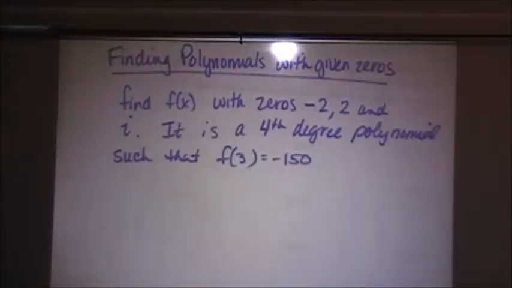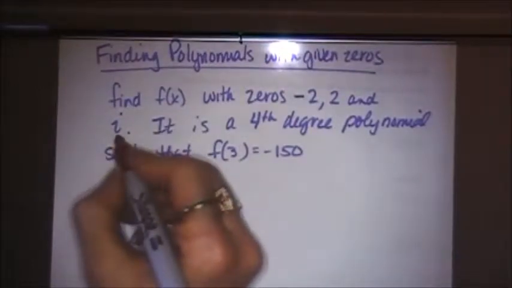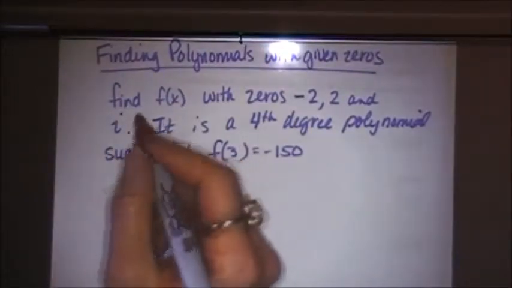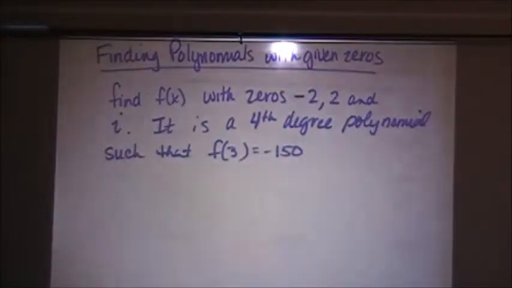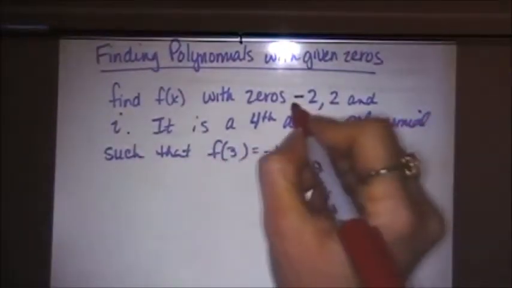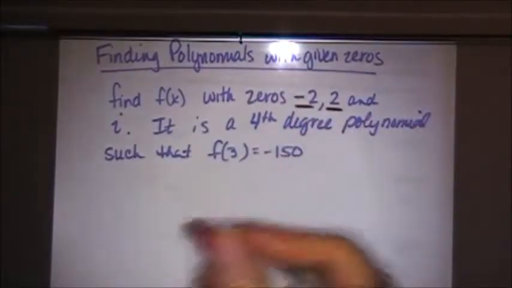So the question says find f of x, so a function, with zeros -2, 2, and i. It is a fourth degree polynomial such that f of 3 equals -150. Now if it's a fourth degree polynomial, it should have 4 zeros. And in fact it does, because if i is a zero, so is -i, because they are found by taking a square root, and anytime you take a square root, you get both positive and negative. So the first thing I'm going to do is take my zeros and set them up as factors.